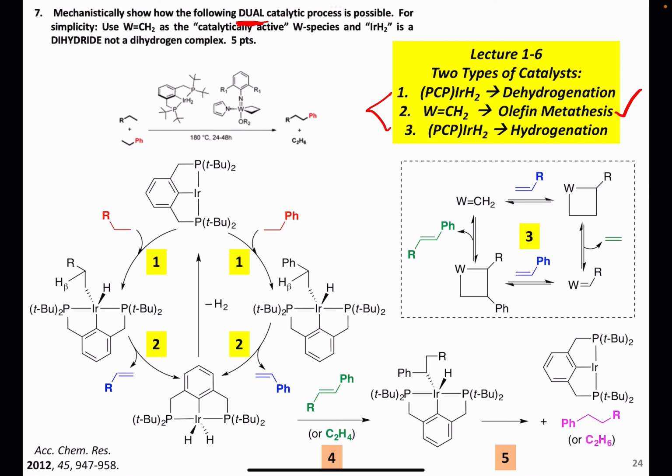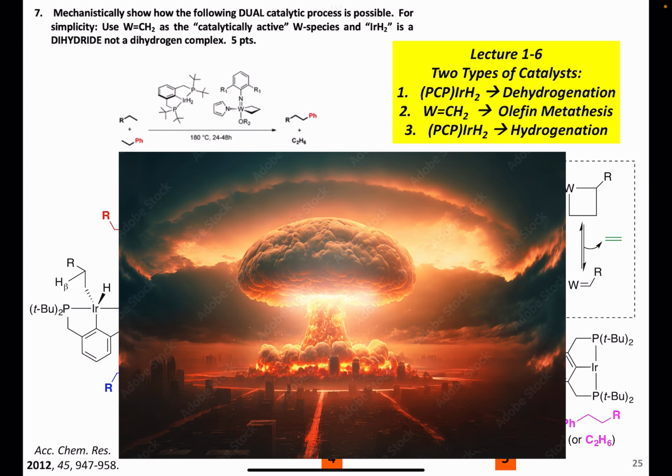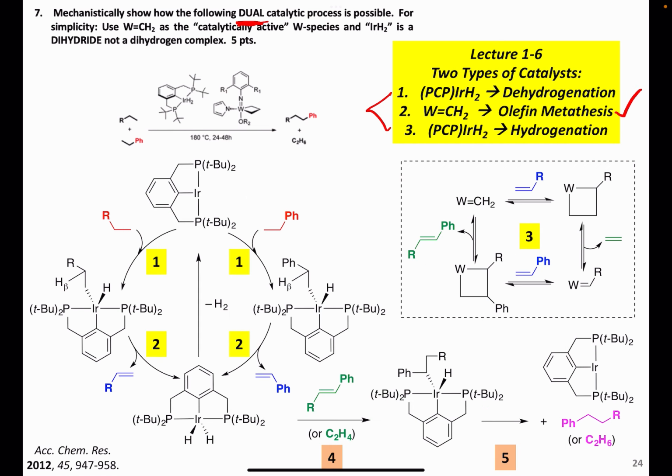It's kind of mind-blowing. Maybe your brain just blew a little bit, but don't worry. If it did, just take a breath, go back and look at all the individual steps. The individual steps are not that complicated. You just have oxidative addition followed by beta hydride elimination. You have olefin metathesis, and then you have olefin coordination and insertion and reductive elimination. All the processes we've already talked about individually. You just have to put them all together.